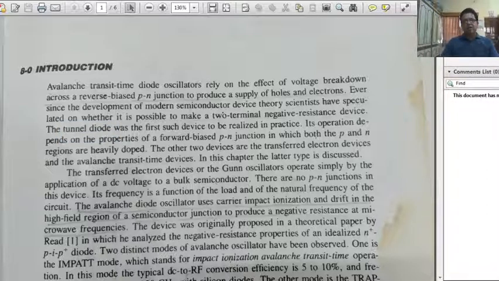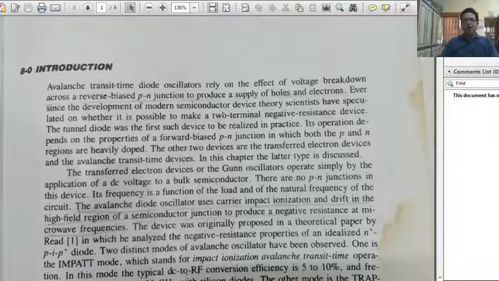Its operation depends on the properties of a forward biased PN junction. The tunnel diode's properties are a forward biased PN junction in which both P and N regions are heavily doped. So for the tunnel diode, one property is two-terminal negative resistance, and the second is that the P and N regions are heavily doped.